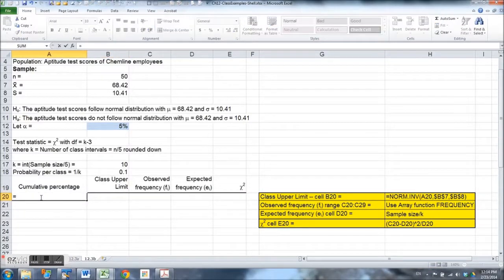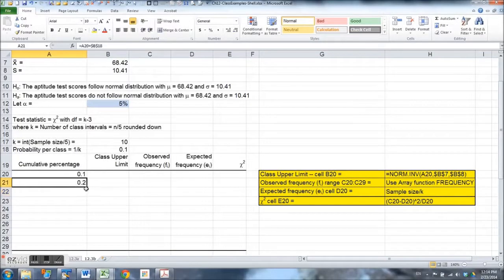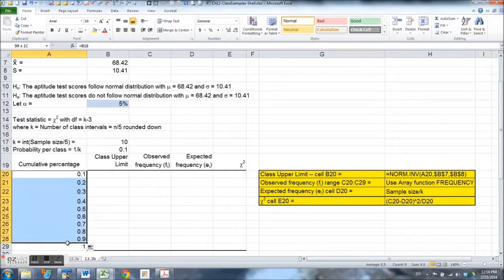We do that by making the first class just 1 over k. The next class's cumulative probability is the previous class's cumulative probability plus the probability for each class, and the probability for each class must be absolute referenced. Now when you copy that, it goes all the way up to 1. And let's center that.